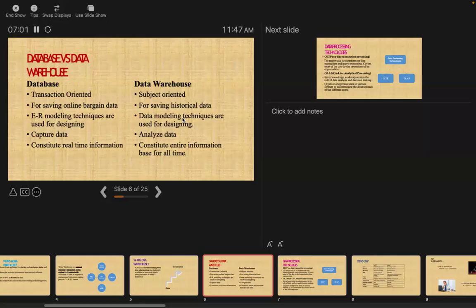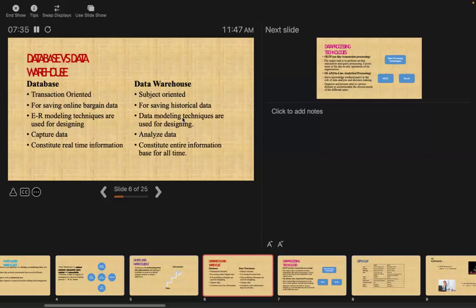Please note this point down. The next difference is that a database is for saving online transaction data. Second, a data warehouse is for saving the historical data. Just as I told you, if we go for real-time data analysis, then it is more the database's concern. But whenever it is historical, like last year or 2024, this type of historical data we deal with in the data warehouse.